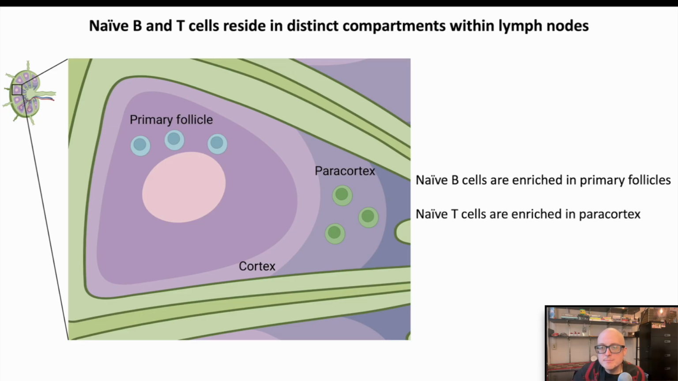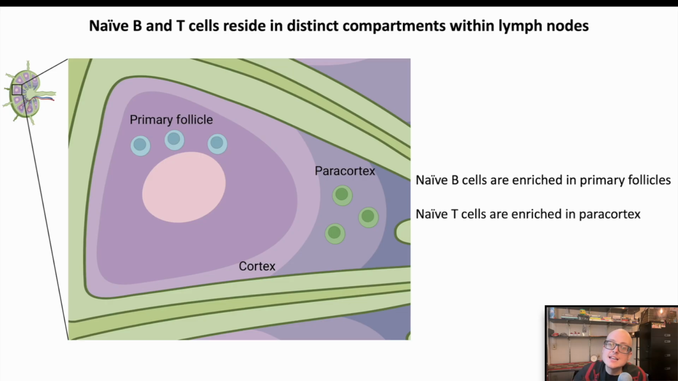Naive B cells are found in great abundance in structures called primary follicles. The primary follicle here is the darker purple color that's ringed around the pink. The primary follicle is where we're going to find naive B cells that have freshly developed in the bone marrow. They're going to come into the lymph node and take up residence in the primary follicle.